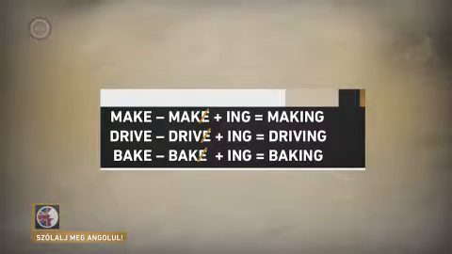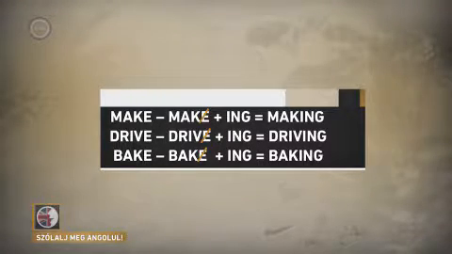Now, when we want to make the ing form of a verb, what do we have to be careful about? The first thing we have to be careful about is if the verb ends in E. If the verb ends in an E, like, for example, make, or drive, or bake, then we remove the E before we add ing. It's not makeing, it's making. It's not driveing, it's driving. And it's not bakeing, it's baking.